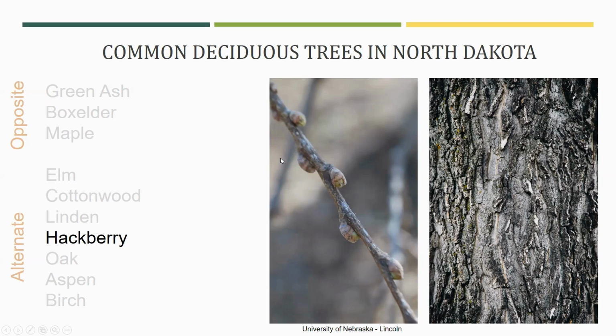One thing you can see too is what we call a witch's broom, which is a bunch of little twigs kind of all clumped together looking like a witch's broom. Sometimes you will see that in the canopy of our hackberry trees as well. That's pretty common.